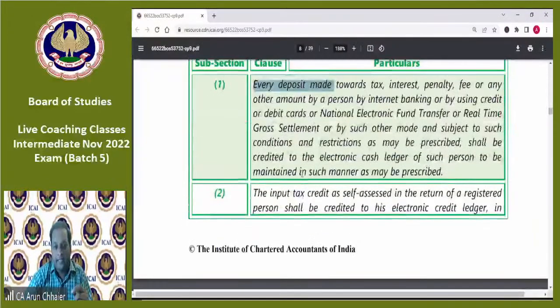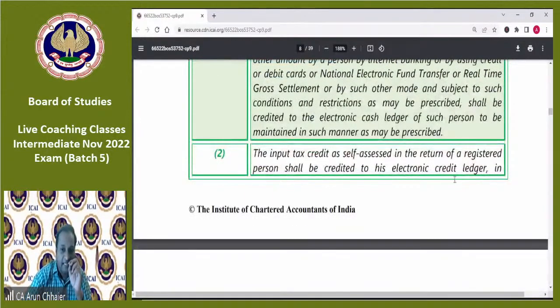So we can deposit the amount, tax, interest, penalty, fees, or any other. The mode can be what we have discussed: internet banking, credit card, debit card, RTGS, NEFT, or such other mode as may be prescribed, and it shall be credited to the cash ledger. Fine. The ITC as self-assessed in the return of the registered person.